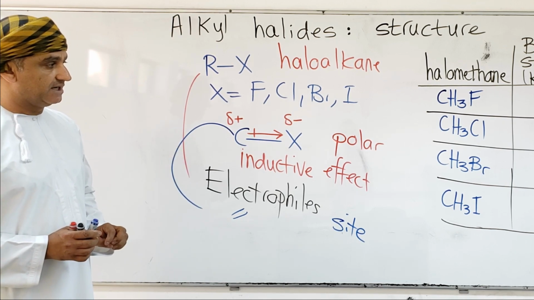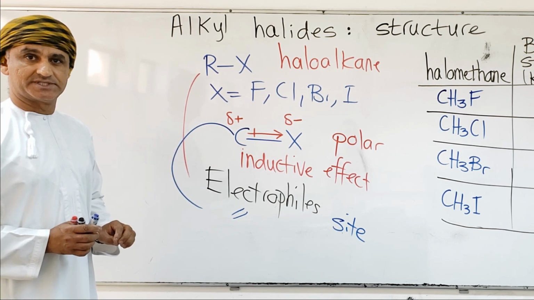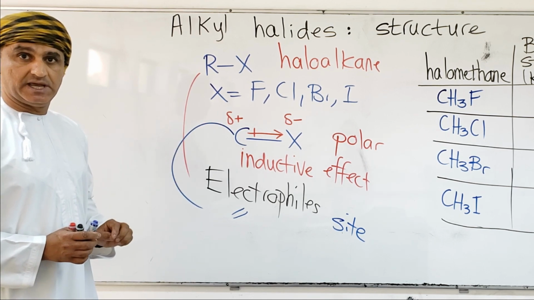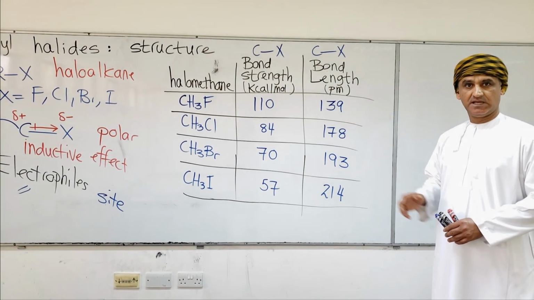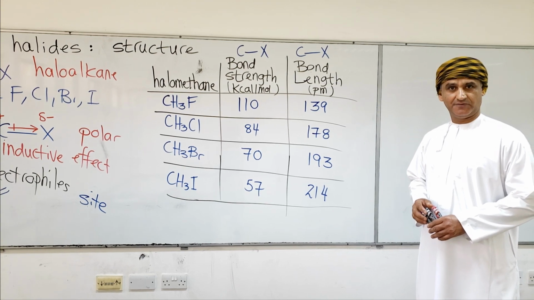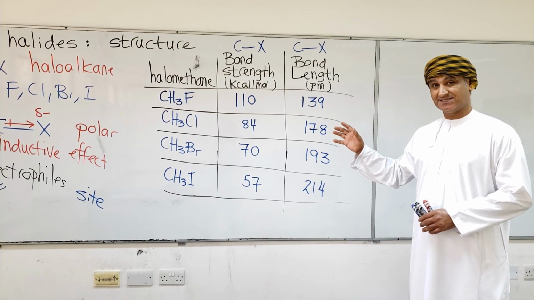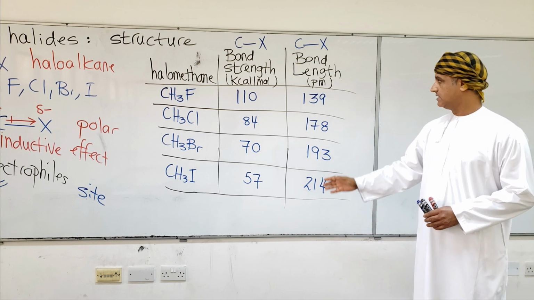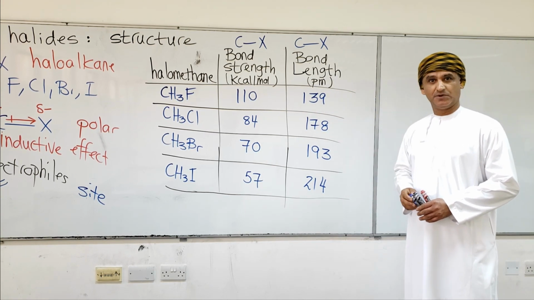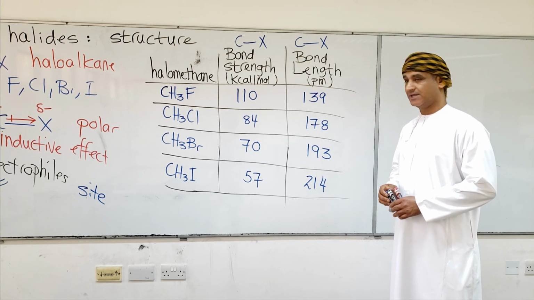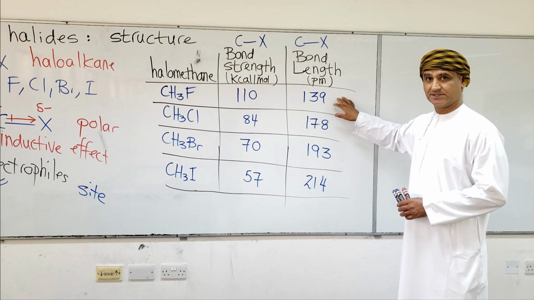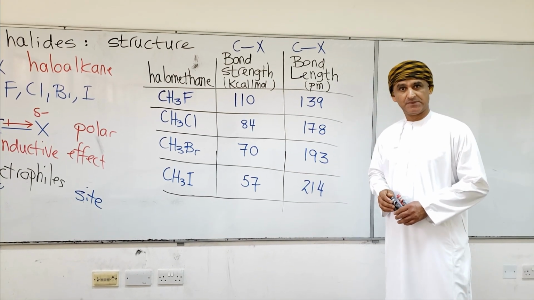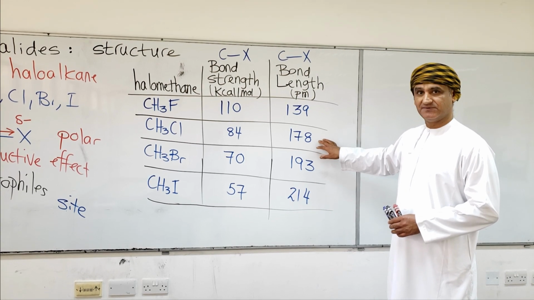The other important consideration, or discussion, when we talk about alkyl halides is the bond strength as we go down. So this is a table of halomethanes and the bond strength and bond length of the CX bond. A very important observation here is that if we go down the group, the 7A group or the halogens group, the bond strength decreases and the bond length increases. If we look at the carbon-fluorine bond in fluoromethane, the bond strength is 110 kilocalories per mole and the bond length is 139 picometers. If we go to the CCl bond in chloromethane, the bond strength is 84 kilocalories per mole and the bond length is 178 picometers.